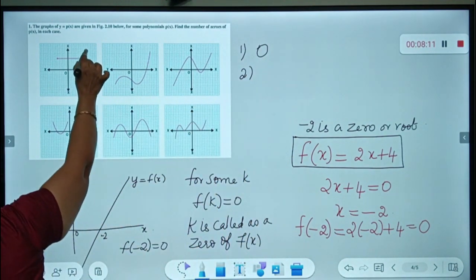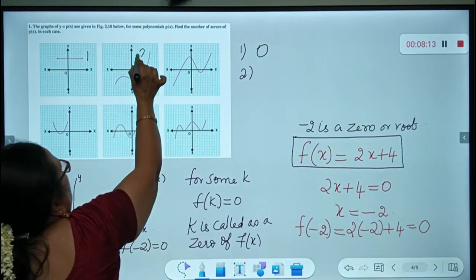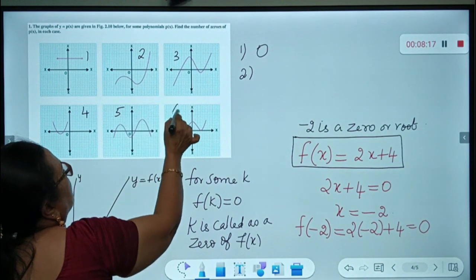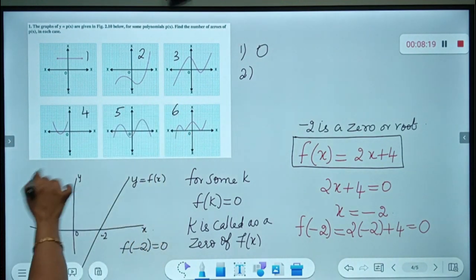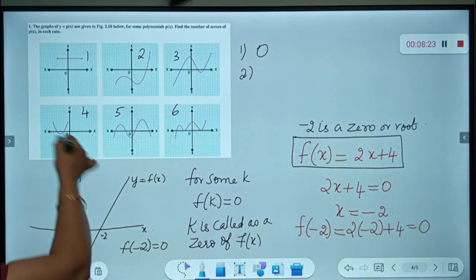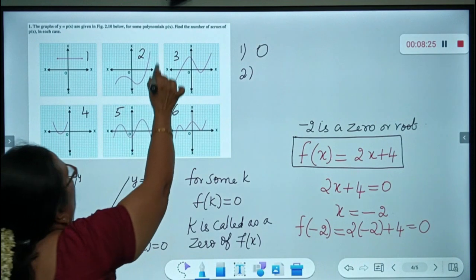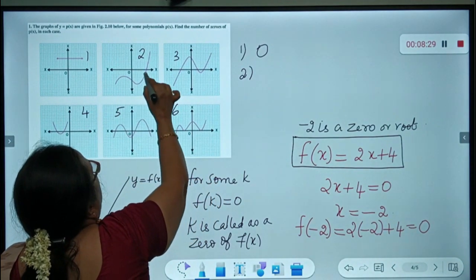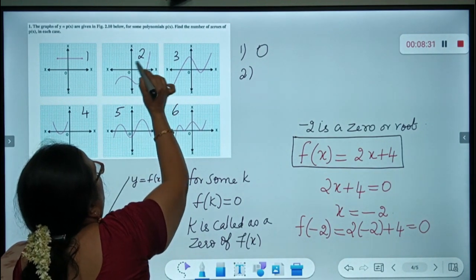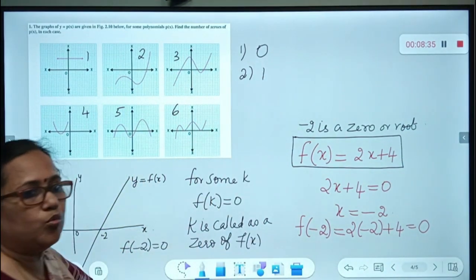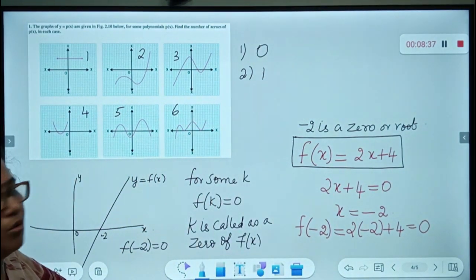This is 1, 2, 3, 4, 5, 6. We have 6 graphs, and we are going to discuss how many roots they possess. The first one has 0. The second one, how many points does it cut the x-axis? You can see it cuts the x-axis at exactly 1 point. Therefore, the second graph has 1 root or 1 zero.